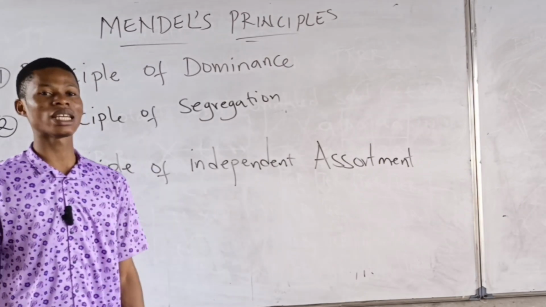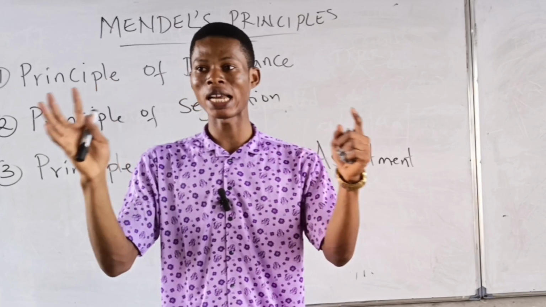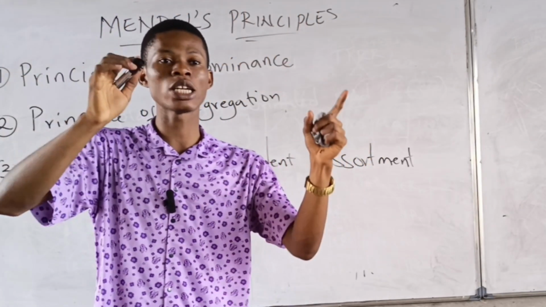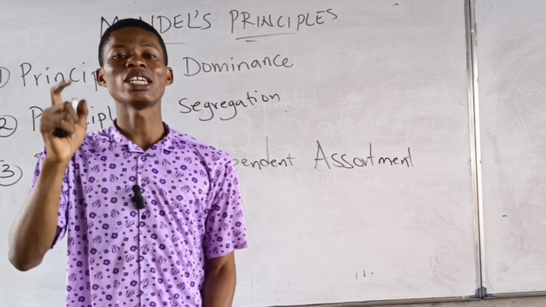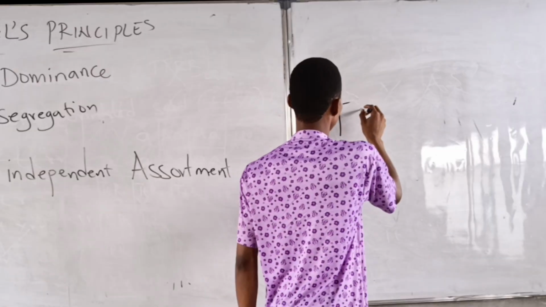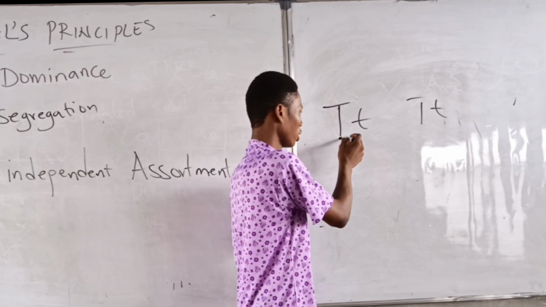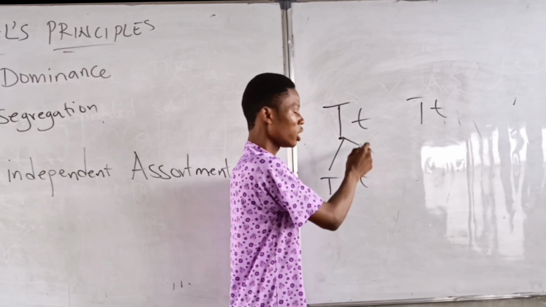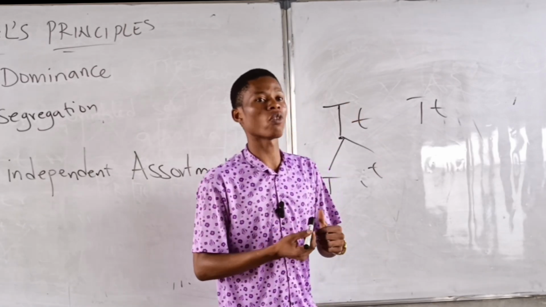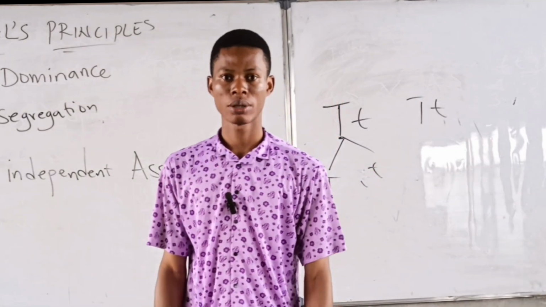Now, principle of independent assortment. Now, we've seen that segregation is separation of the two alleles from each other, right? Now, the way this one segregates is independent of the segregation of the other ones. So, the inheritance of genes is independent of each other. So, we have something like this. And this one segregated to have this. The segregation of the gene on this locus is independent of the way this other one will segregate. What that means in practical terms is this.